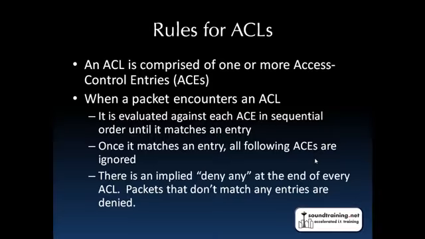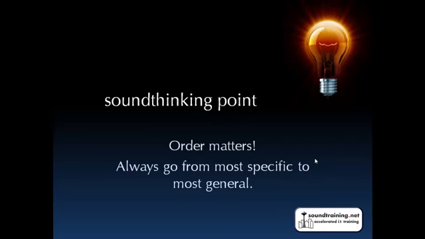And there's an implied deny any at the end of every ACL. Packets that don't match any entries are denied. Another way of thinking about that is anything that's not explicitly permitted is implicitly denied. This is very important when you're dealing with access control lists. Order matters. Always go from most specific to most general. You do it the other way around, you can have what the vendors like to call unintended consequences. We like to call that a foobar.